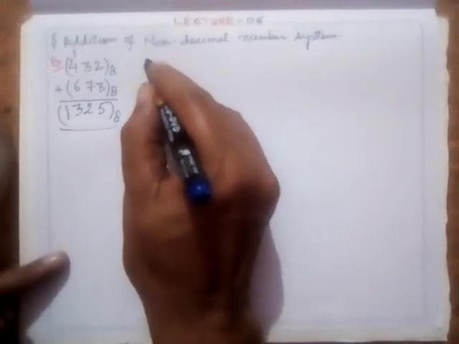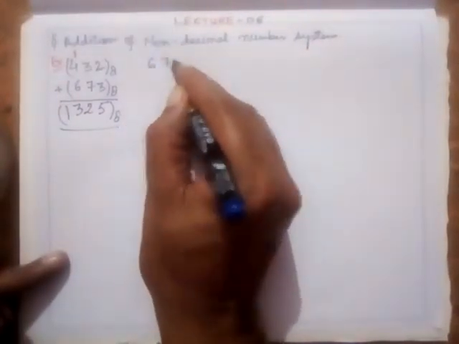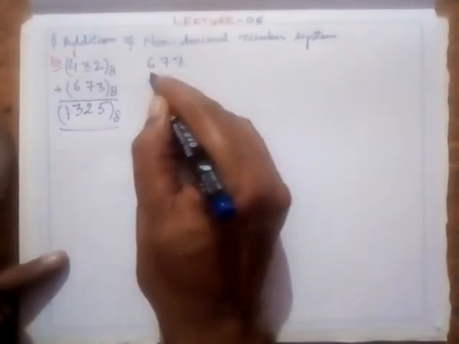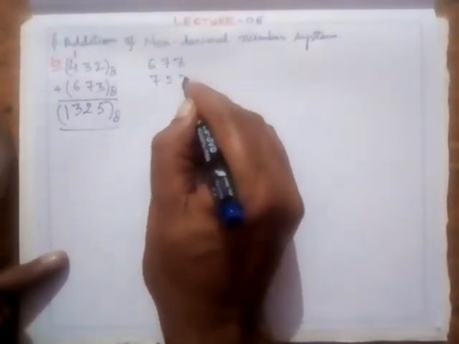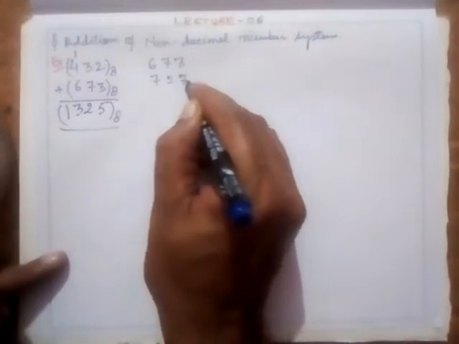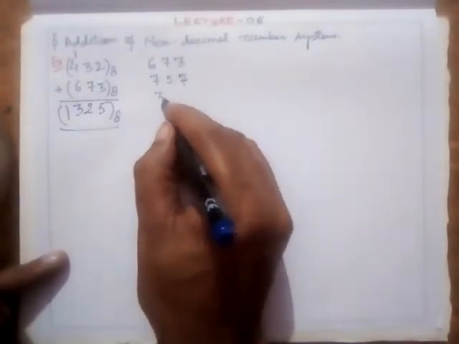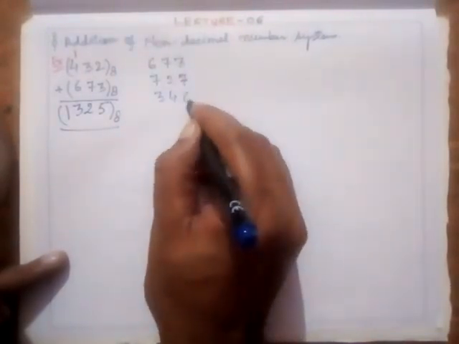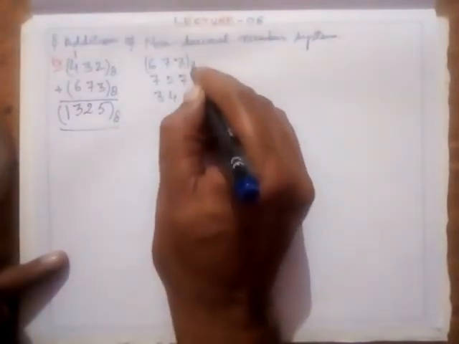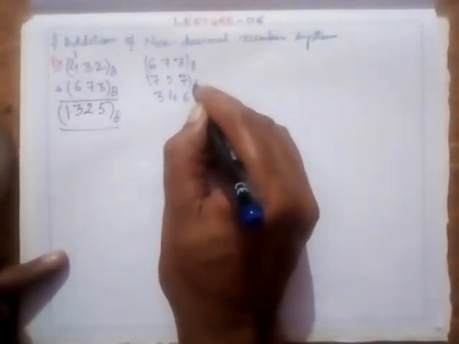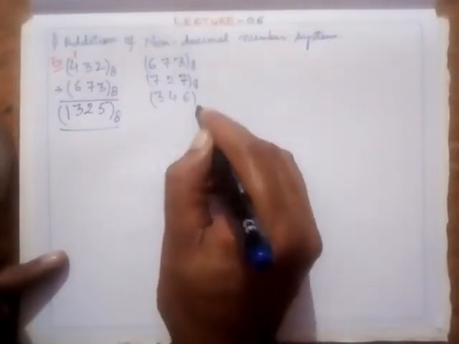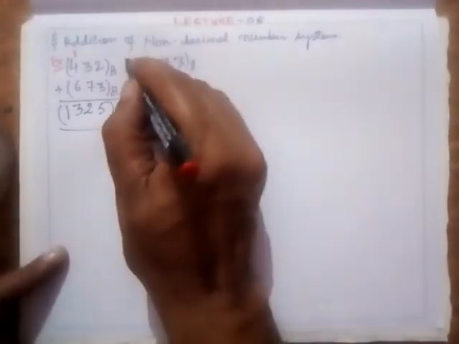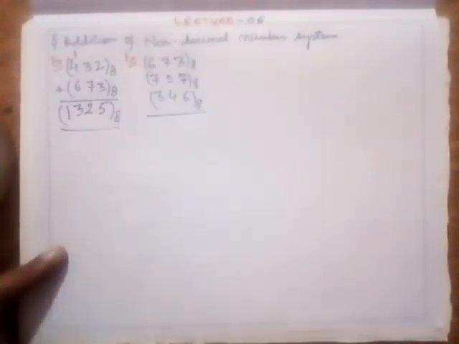Let's take another example with base 8 only. Suppose I have a bigger number, say 6, 7, 3, then 7, 2, 7, and another number, say 3, 4, 6. All these numbers are in base 8, and I say add them. This is another example: add these numbers with base 8.